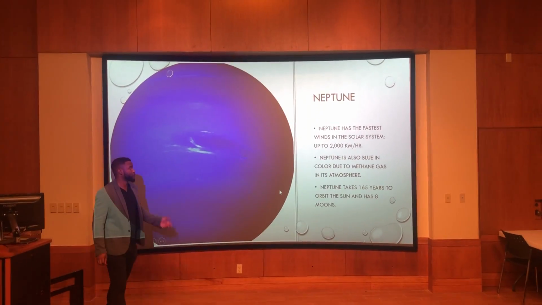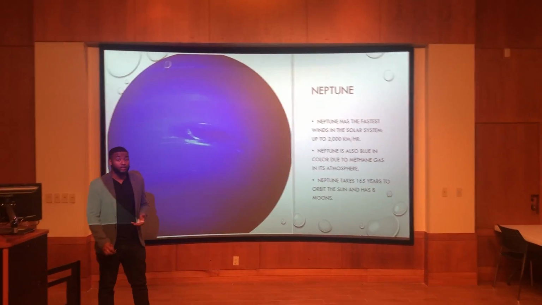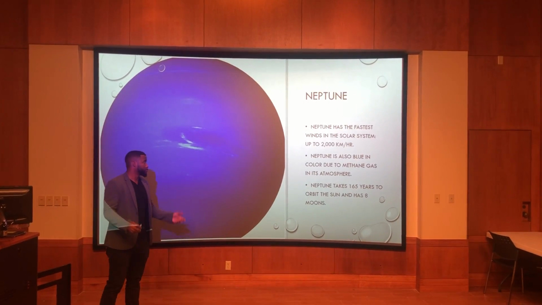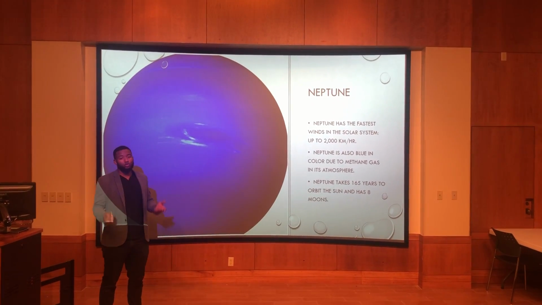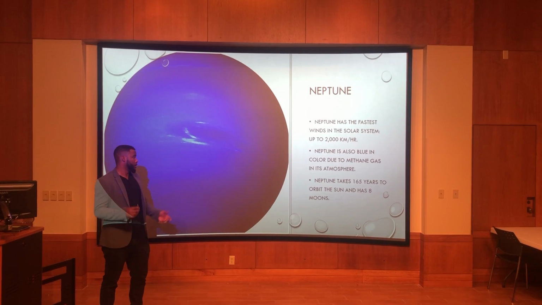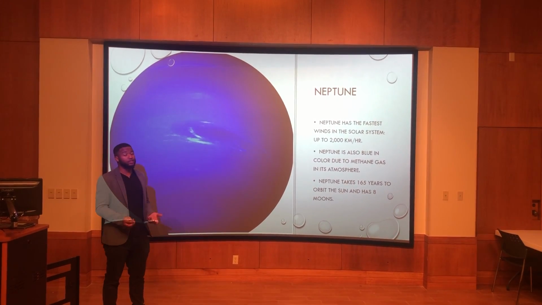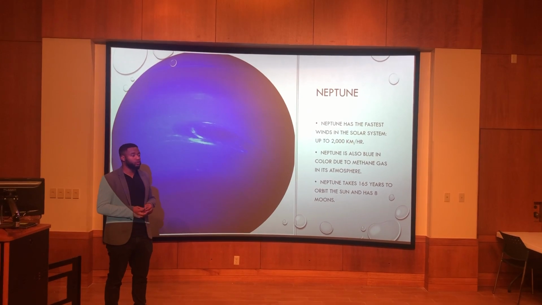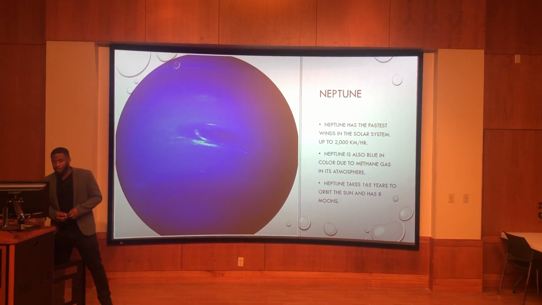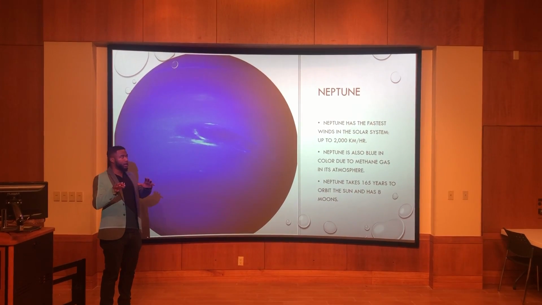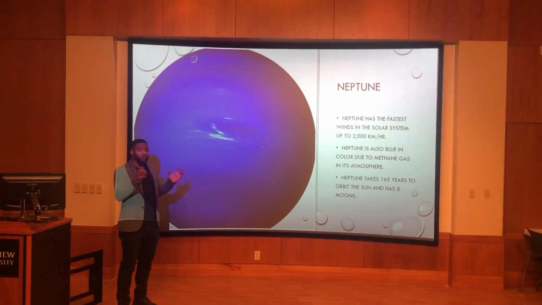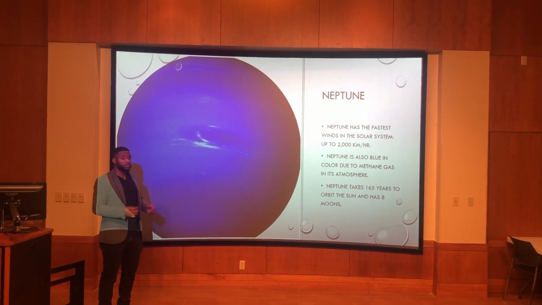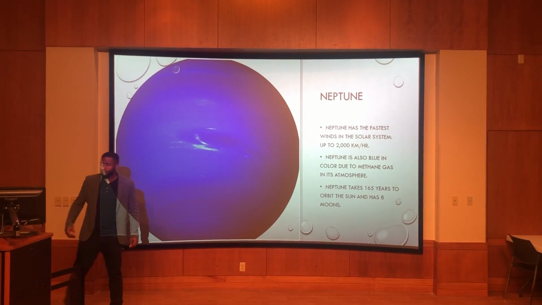Then we have Neptune. Neptune has the fastest winds in our solar system, which is about 2,000 kilometers per hour. Neptune is also blue in color due to the methane gas, of course. Neptune takes 165 years to orbit the sun, and it only has about 8 moons. So as you can see, the further away the planets are, the more years it takes to orbit the sun. Just a little fun fact.